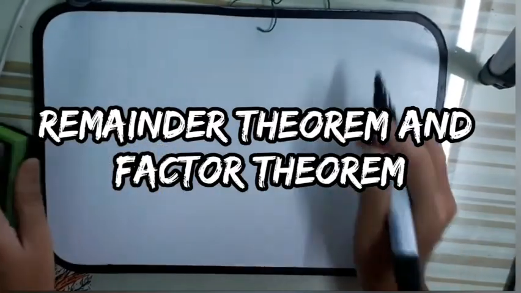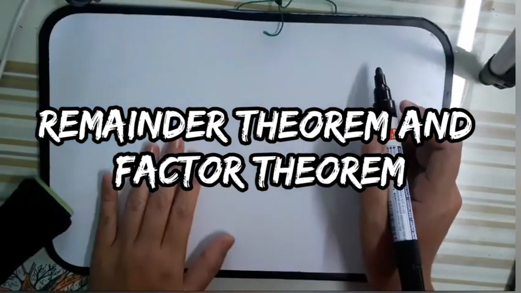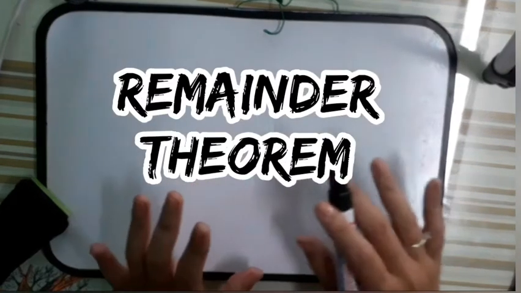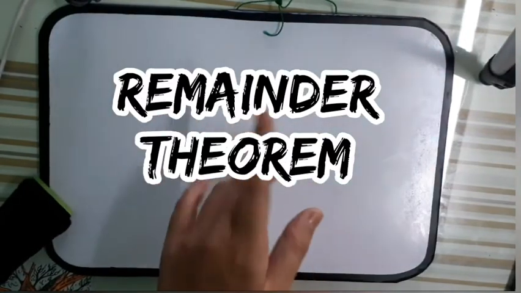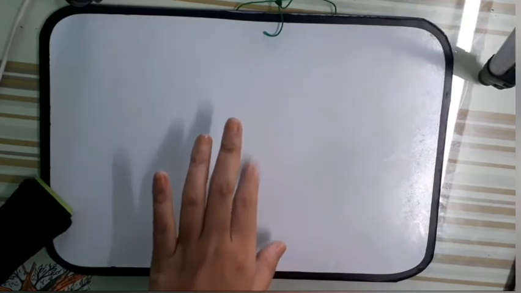Everyone, we will now focus on the remainder theorem and factor theorem. Let's start first by discussing the remainder theorem. If the polynomial f of x is divided by x minus p, the remainder is equal to f of p.